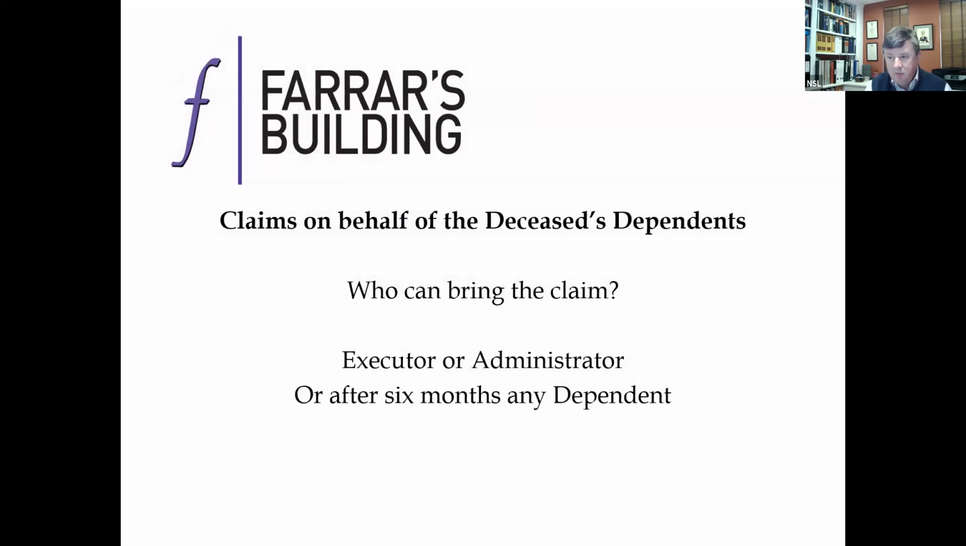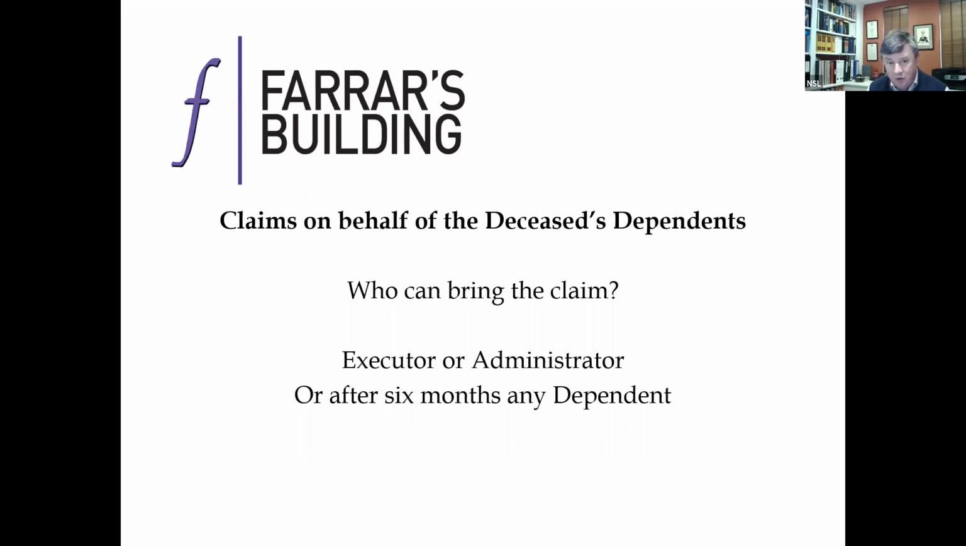Again, let's deal with who can bring the claim. Here, the executor or administrator can bring the claim. But if they haven't brought a claim, or if there is no executor or administrator, then anybody who is a dependent within the meaning of the Act can bring the claim. Only one claim is brought. You can't have multiple claims by multiple dependents. So if there are competing dependents, sometimes that arises where you've got a situation of a family breakdown.